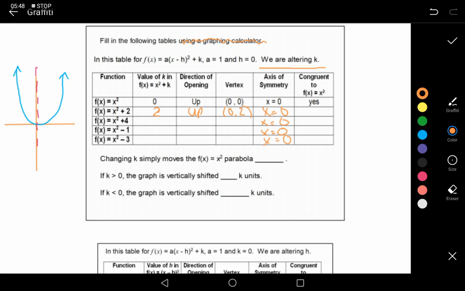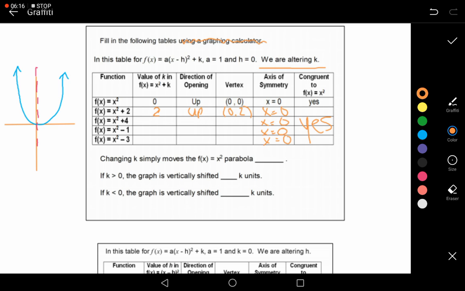Okay, and like I said, it's always going to be congruent to x squared because our a value isn't changing. Our slope is not changing. We're simply shifting that graph up and down, which we will get to. And if you have a graphing calculator, or if you want to pull one up on the internet and actually do this investigation, you'll be able to see all of these things. So this is all just going to be yes.